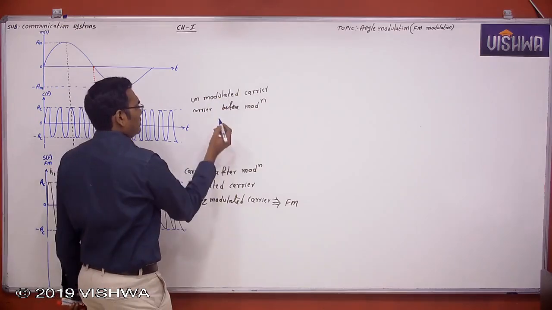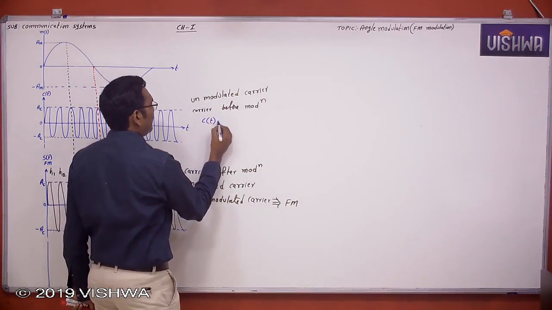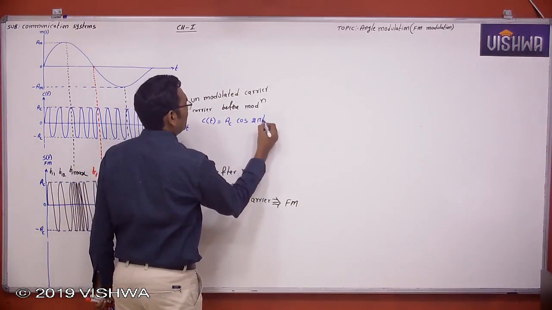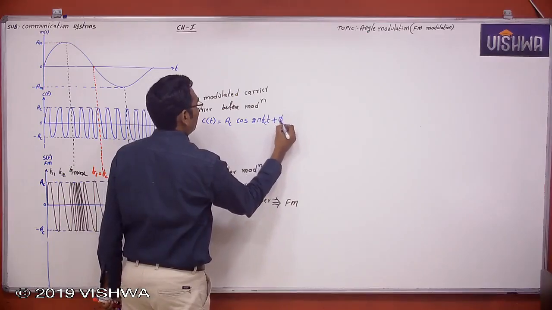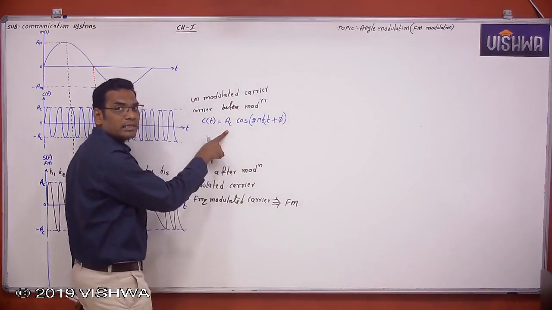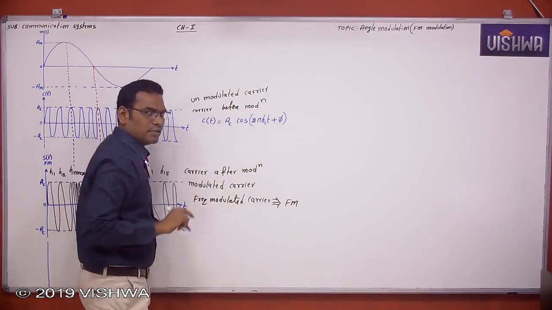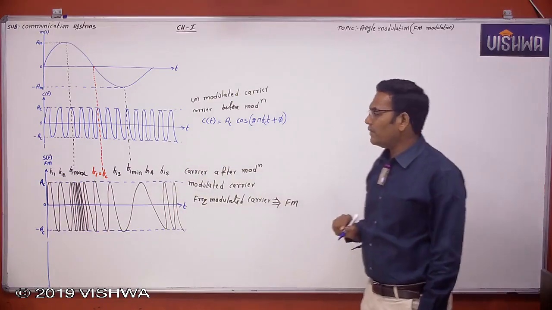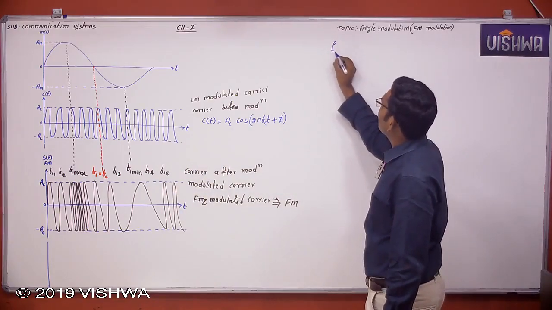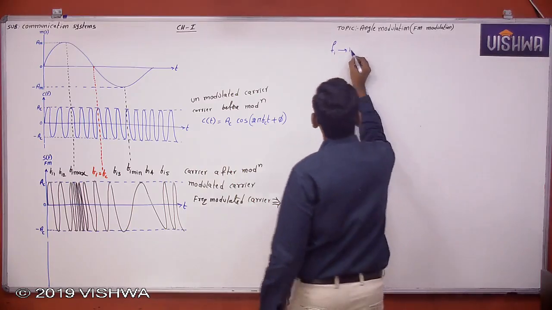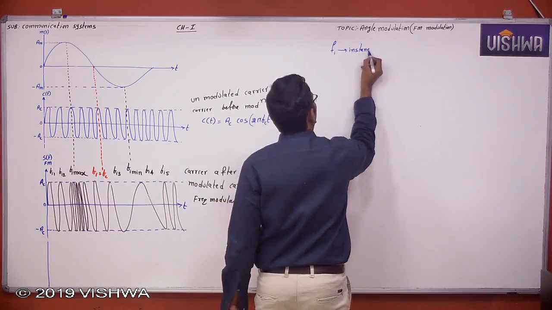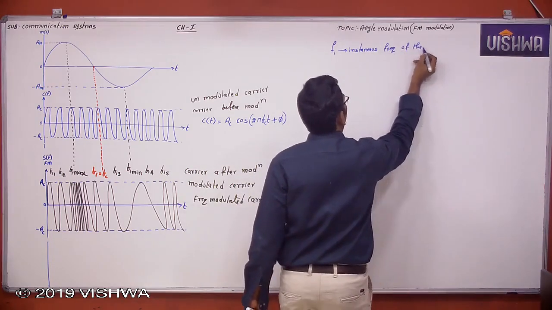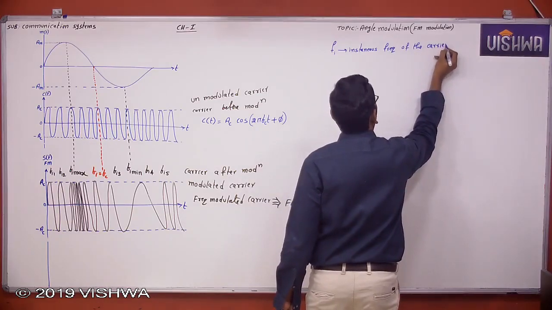Now this is C of t. What is C of t? Carrier before modulation: AC cos 2 pi FC t plus phi. This is carrier before modulation. Amplitude is AC, frequency is FC, phase is phi. Now I want to find first, before this, what is the instantaneous frequency of the carrier? What is Fi? Fi is the instantaneous frequency of the carrier.